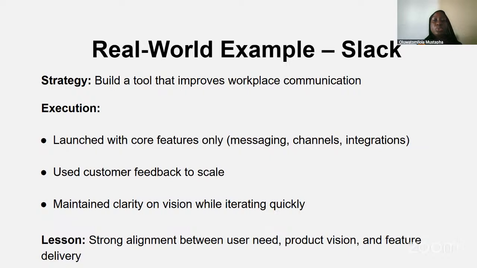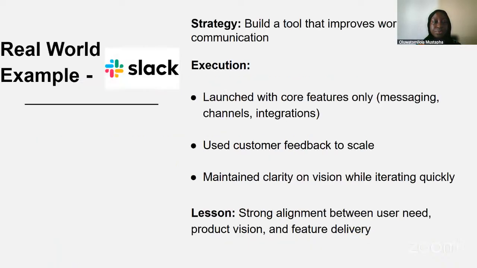So anytime they pushed out a new update on the application, they would obviously get feedback. Maybe someone is unable to do something, or people that go all out to pay for more features, they get feedback, and it just makes execution easy for them. So the lesson around Slack's product strategy and execution is strong alignment with the user need, products and vision, and the feature delivery.